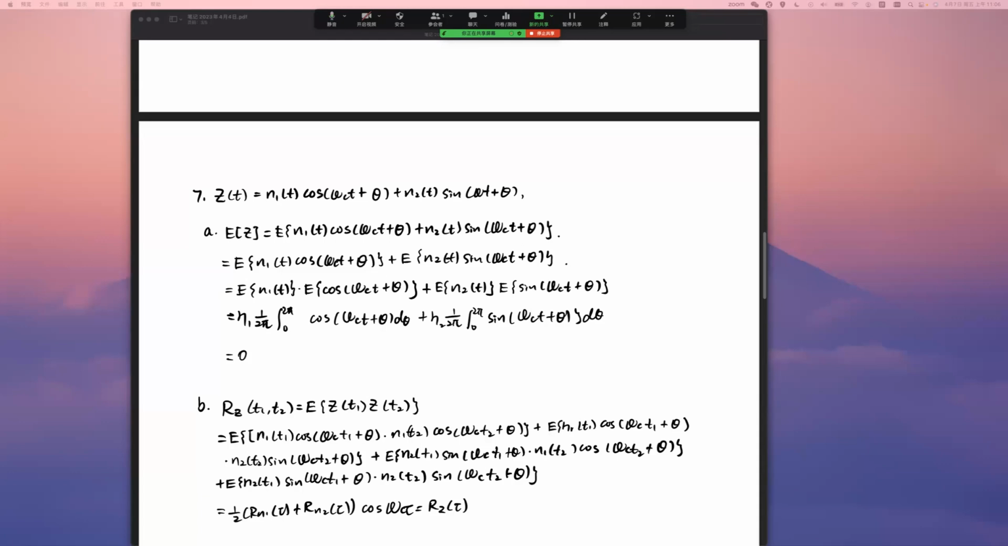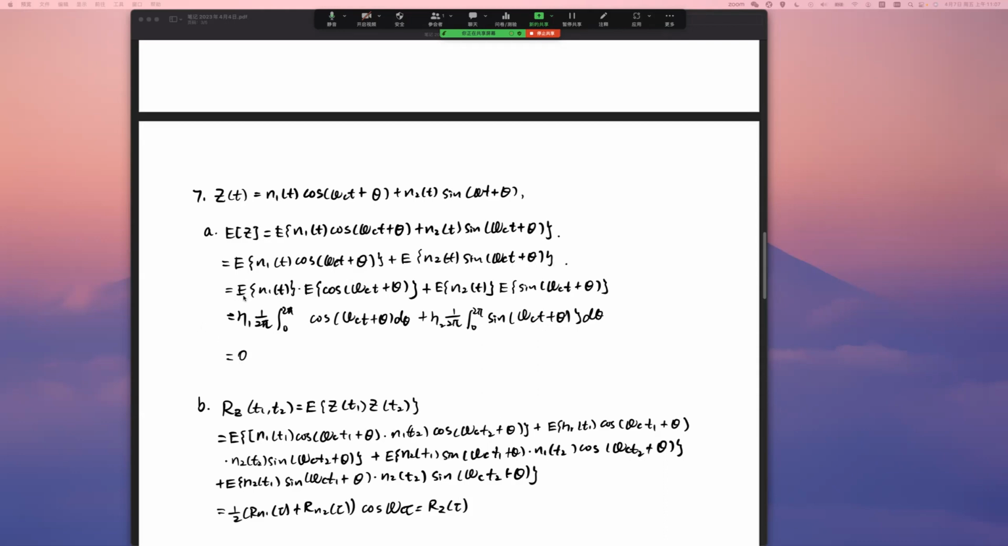So for question 7, it asks for the expected value of Z(t). So for part A, we know that the expected value of Z(t) equals the expected value of N1(t) times cosine(omega t plus theta) plus N2(t) times sine(omega t plus theta). So we can then simplify it, and it equals the expected value of N1(t) times cosine(omega t plus theta) plus the expected value of N2(t) times sine(omega t plus theta).